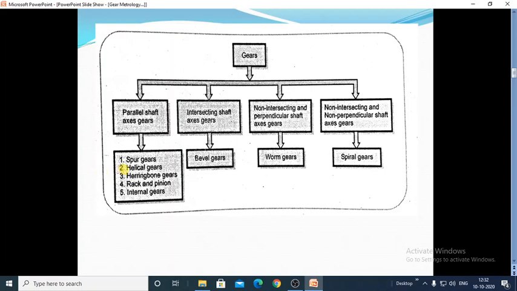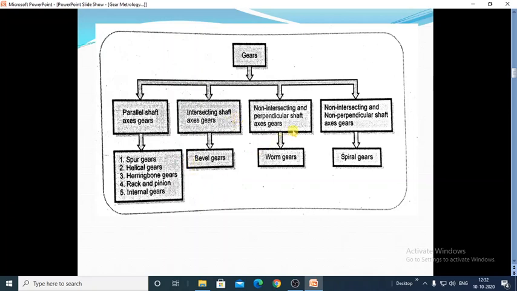Now the second one, that is the intersecting shaft. If the shaft axis is intersecting, at that time the bevel gear is used. As we know in the differential, it is to transmit the power at 90 degrees, or even though the angle may vary, in the differential this bevel gear is used.